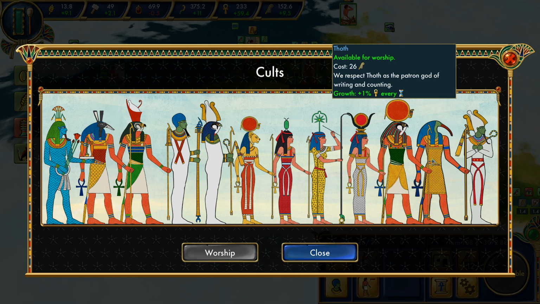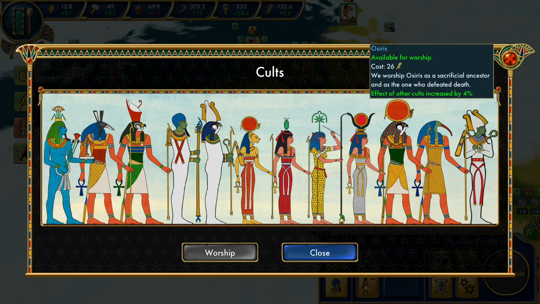And a lot more emphasis also, I think, from what I've read on Thoth, comes with being a mediator between the disputes of the other deities, although that's not particularly something that would be represented well in the game.